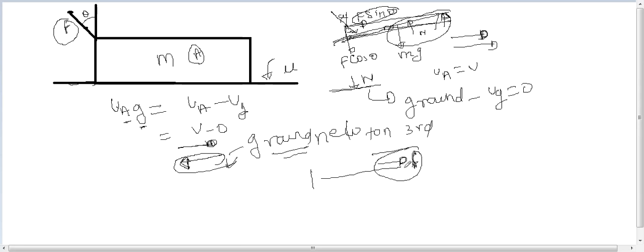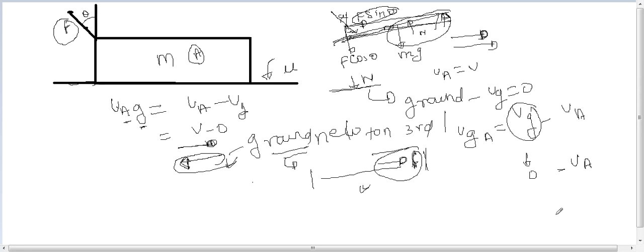Now try to find this direction. Actually this step is unnecessary, but we are going to do it. Not unnecessary, it is a logical concept. We determined the direction of friction on the ground with the help of Newton's law. Now we determine it with the help of relative motion. Velocity of ground with respect to A is equal to velocity of ground minus velocity of A. Velocity of ground is 0, so this is 0 minus vA.